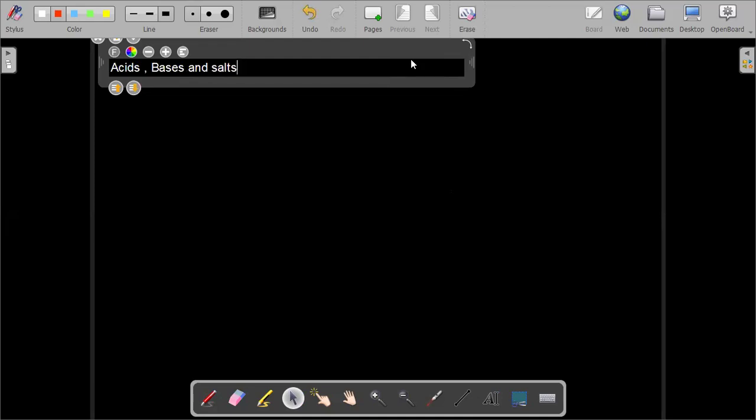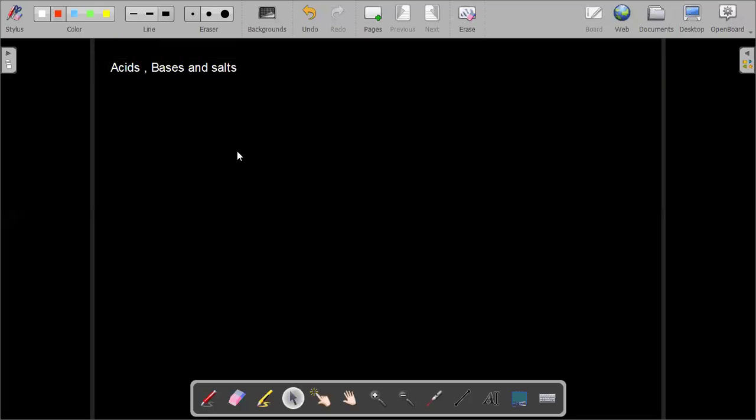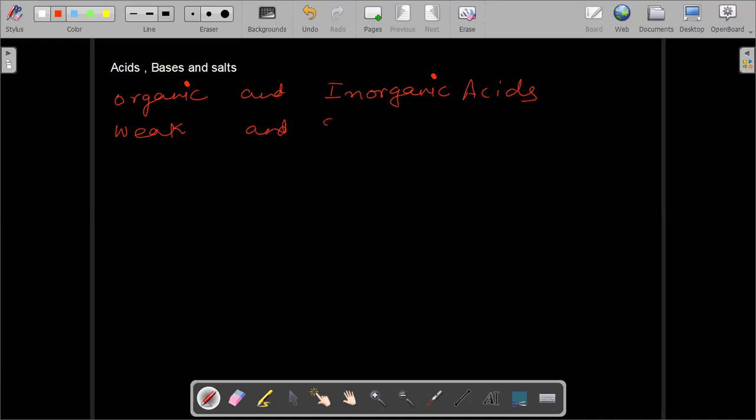So we had done something related to acids, bases, and salts. We had seen how to measure their strength, and we had seen the division of acids on different bases: organic and inorganic acids, weak and strong acids, and dilute and concentrated acids.